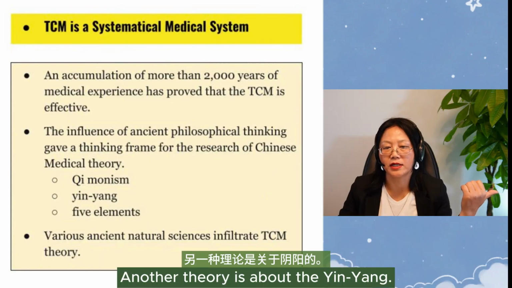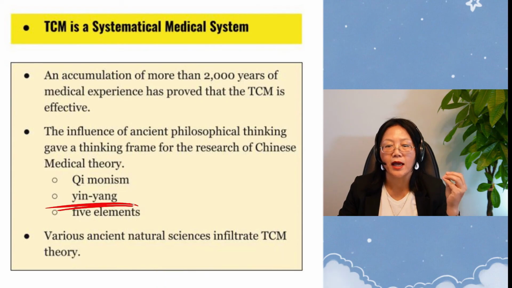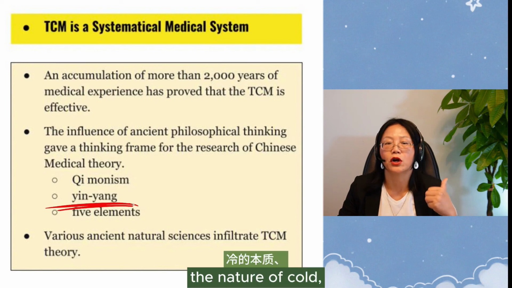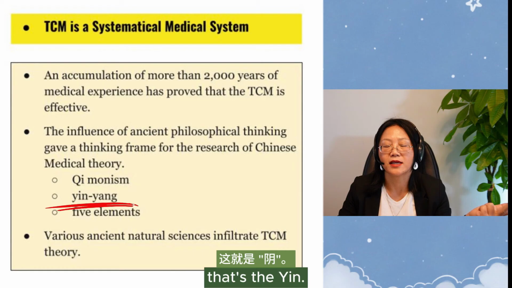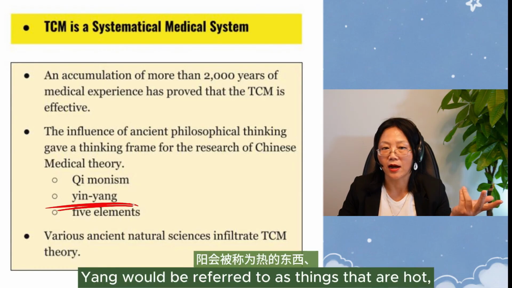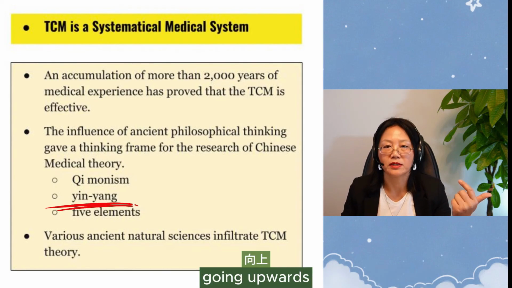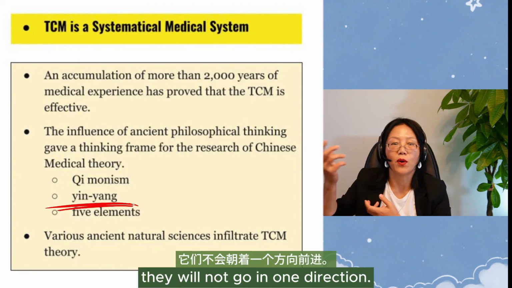Another theory is about Yin-Yang. Inside the Qi, there are two opposite parts. Yin refers to anything that has the nature of cold, going downward, quietness. That's the yin. The opposite part, yang, refers to things that are hot, warm, active, going upward. That's called yang. Anything has these two parts. They will not go in one direction.